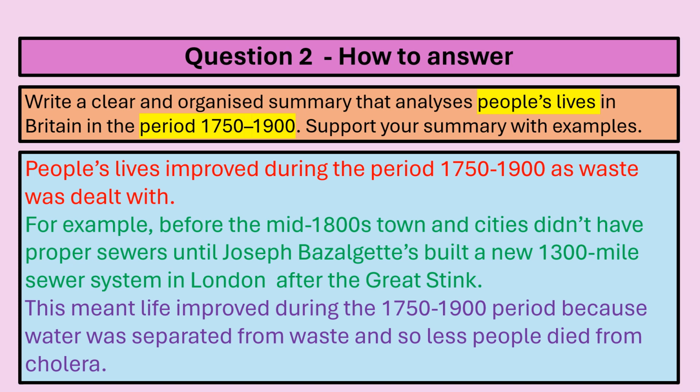In that last sentence in purple, I've got 2 connectives: the phrases 'this meant' and 'so less'. I've explained. That would be 1 paragraph, 1 point. That would get towards a grade 5 answer on its own. With 2 of those points, you'd be targeting higher than that.